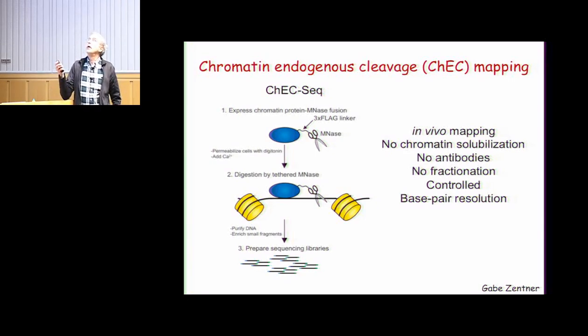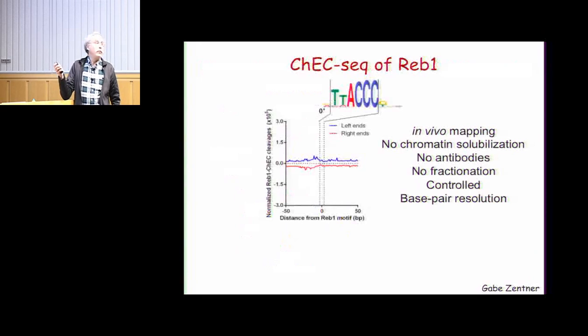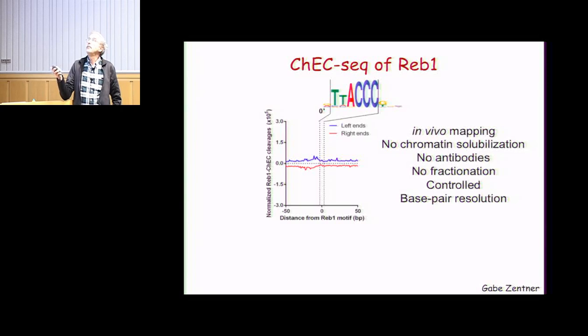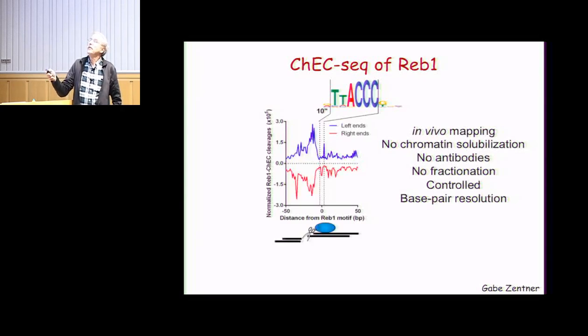Here it is for Reb1. And this is work of Gabe Zentner, a postdoc in the lab. Now, this is the Reb1 motif on the opposite strand from what I showed you before, and we're doing paired-end sequencing, so we get the cleavages on the left end and the right end independently. With no calcium, we see this background here. Now, 10 seconds later, after calcium addition, we see dramatic cleavage.